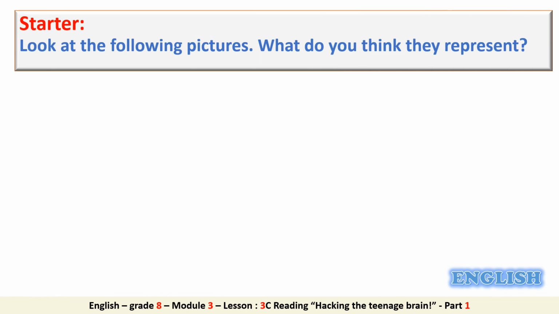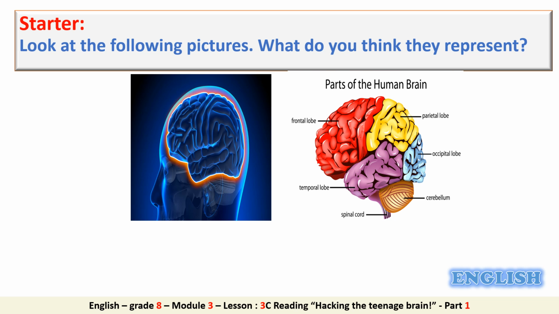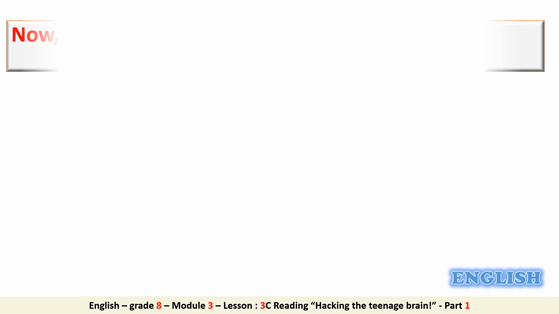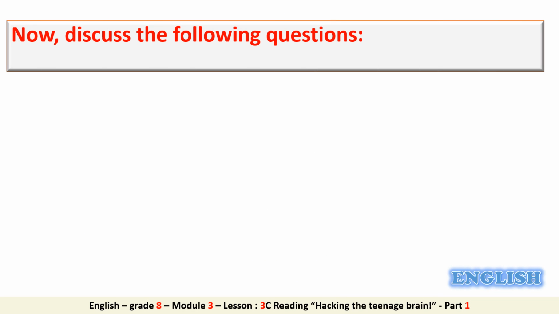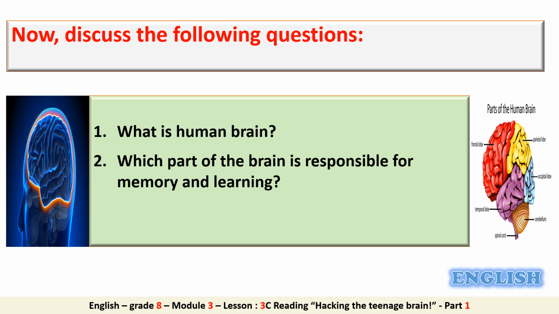Well, to start our lesson, I would like to draw your attention to the following pictures. What do you think they represent? Excellent. They represent the human brain and its different parts. Now, discuss the following questions. 1. What is the human brain? 2. Which part of the brain is responsible for memory and learning?